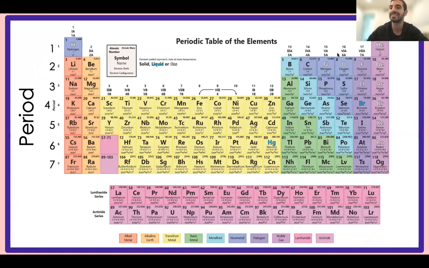The first period has hydrogen and helium. The second period has lithium all the way to neon. The third period has sodium all the way to argon. The fourth period has potassium all the way to krypton, and so on. The lanthanides and actinides are actually part of periods 6 and 7. So the lanthanides are part of period 6, the actinides are part of period 7.